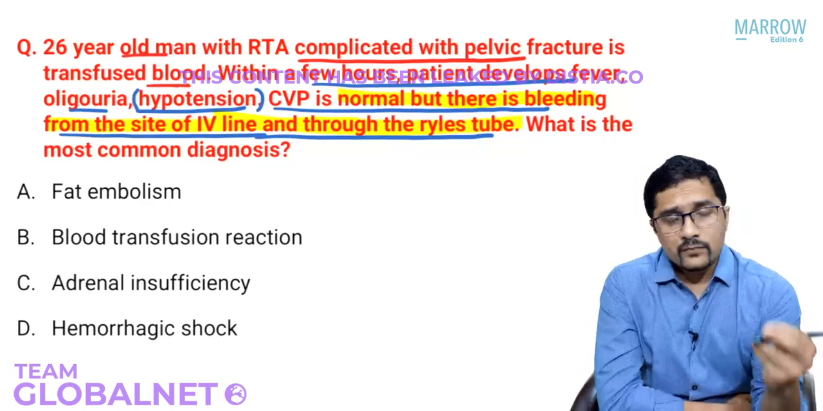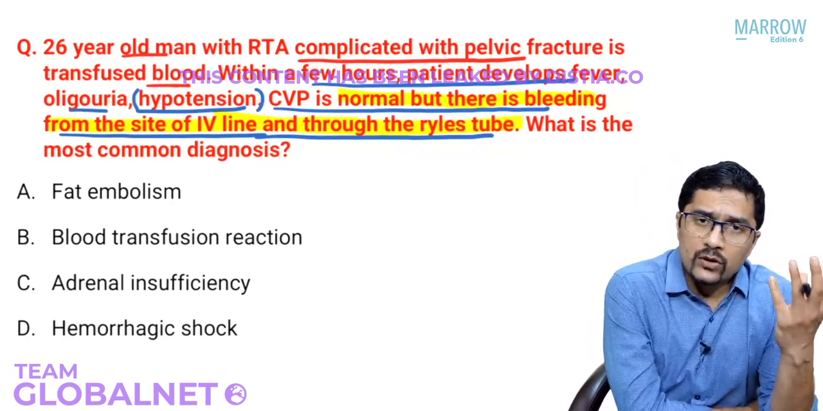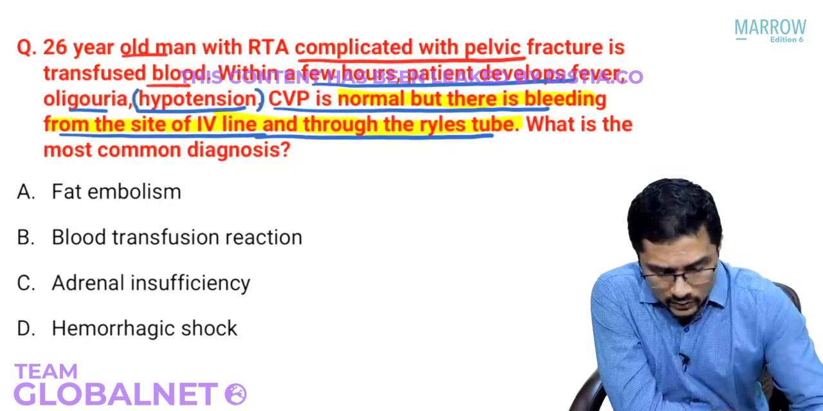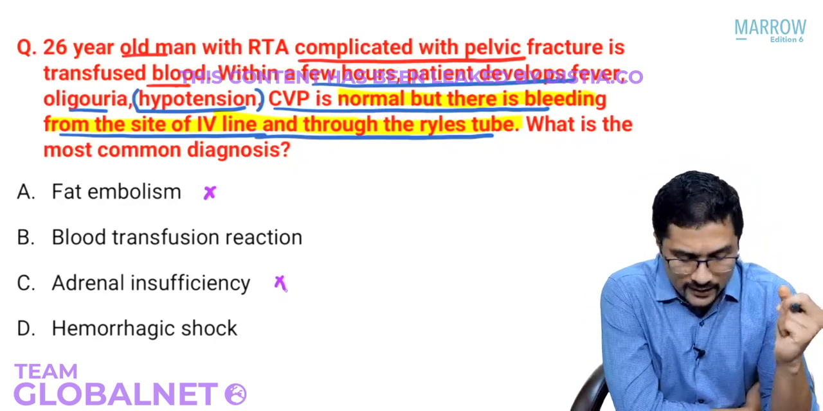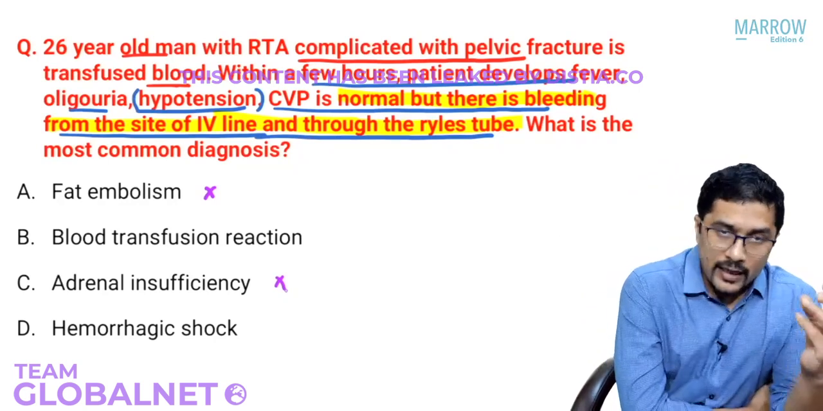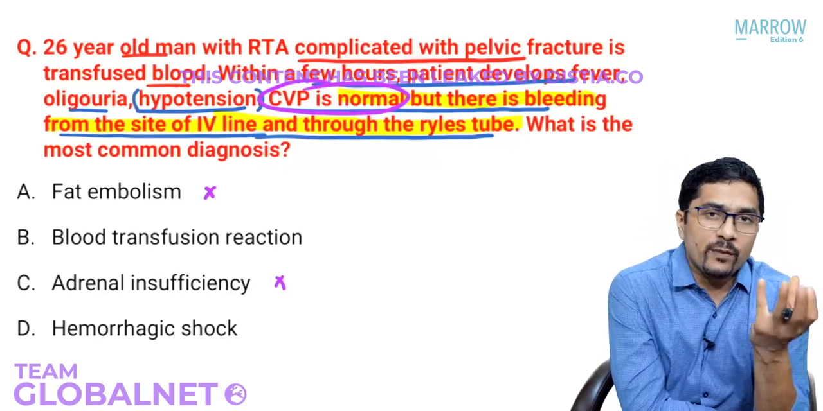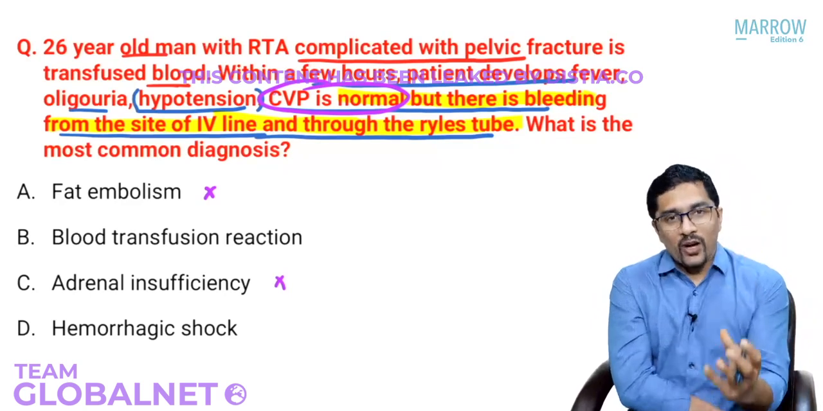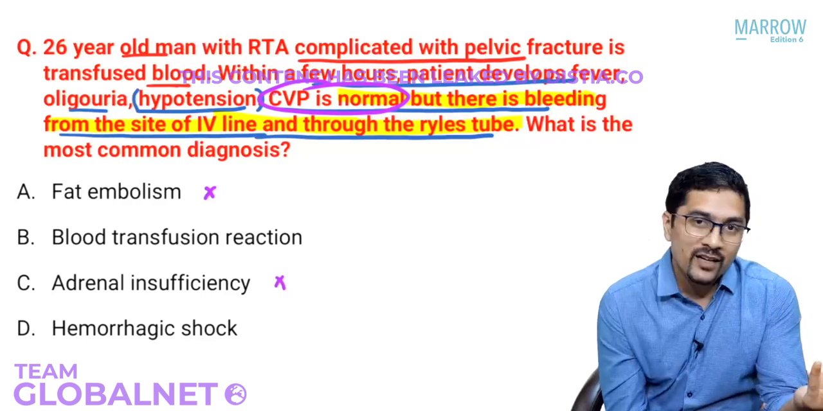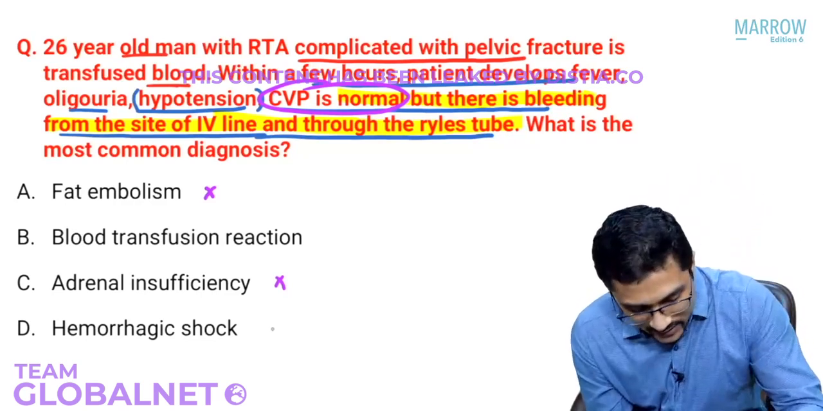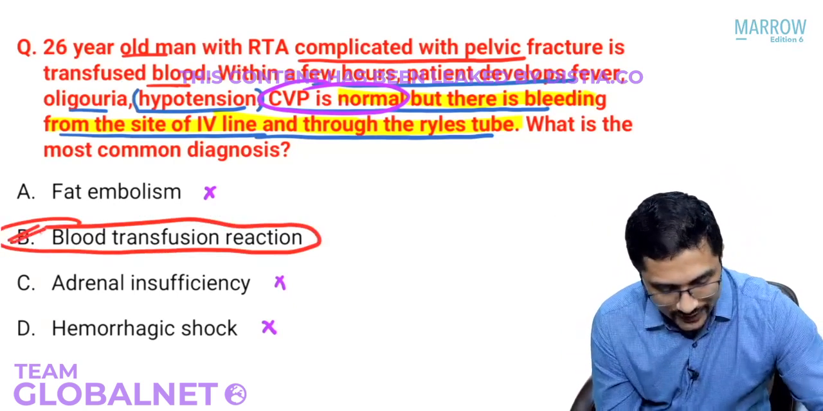Fat embolism, you know, can occur after a long bone fracture, but it occurs after around 24 to 48 hours. So this is out. Adrenal insufficiency, there is no indication that this patient might have adrenal insufficiency. Hemorrhagic shock. If there was hemorrhagic shock, how will CVP be normal? For CVP to be normal, it cannot be hemorrhagic shock. In hemorrhagic shock, CVP or JVP will be reduced. We've discussed this. So this is also out. So even by elimination, we can reach blood transfusion reaction.